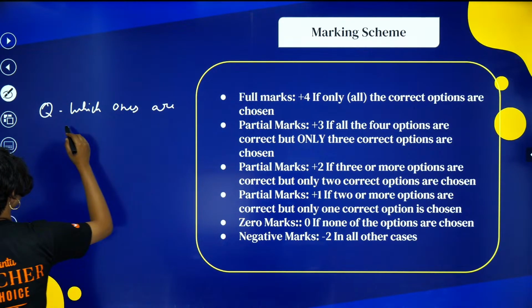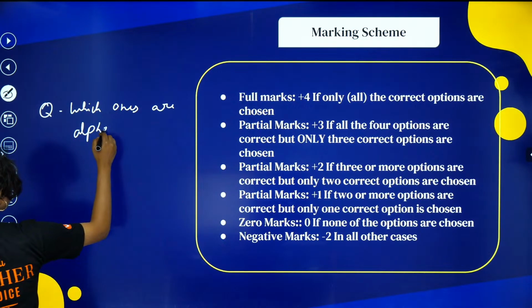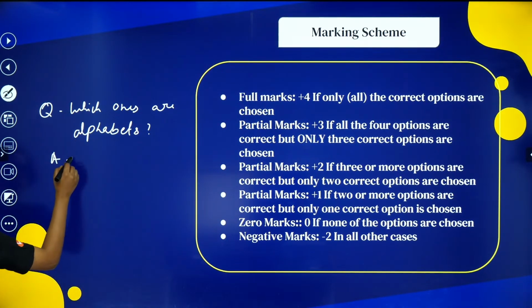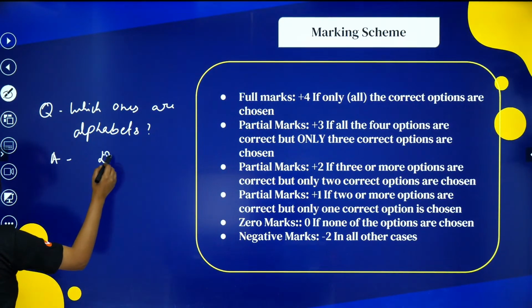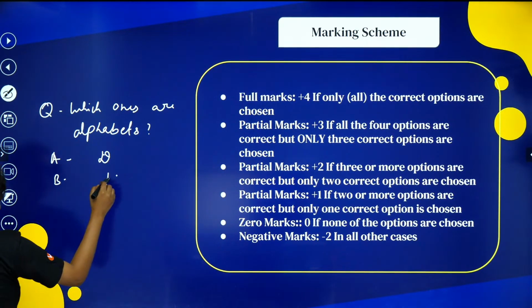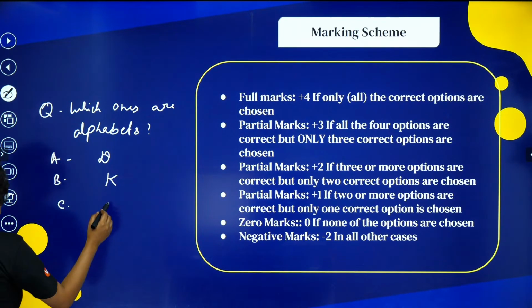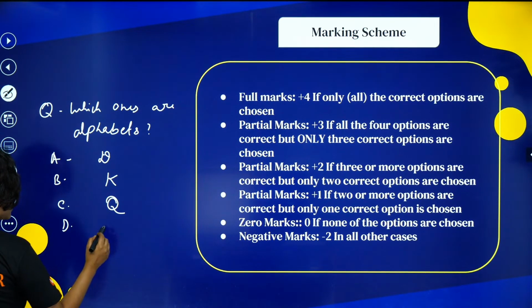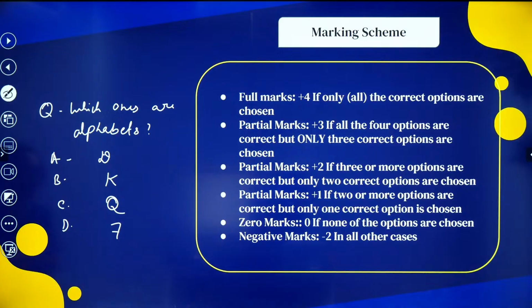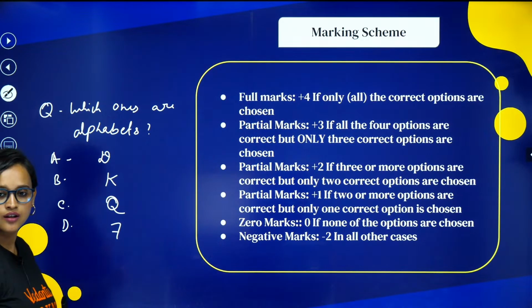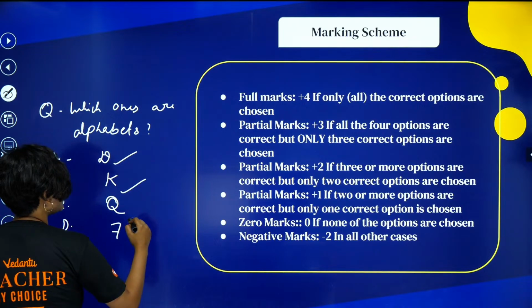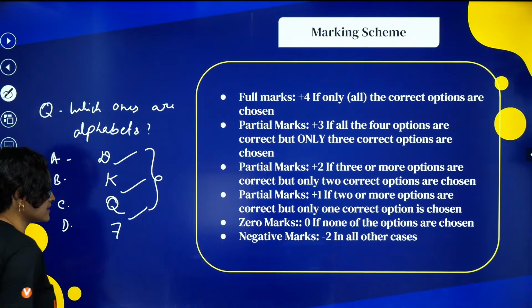Which ones are alphabets? Option A is given to you as D, option B is K, option C is Q, and option D is 7. Now, what are the correct answers, guys? The correct answers are D, K, Q. All of these are correct answers, isn't it?